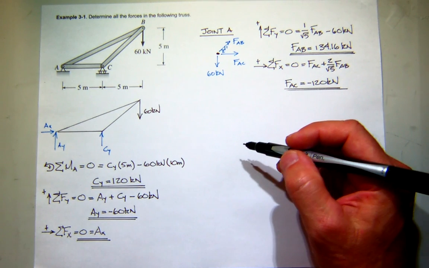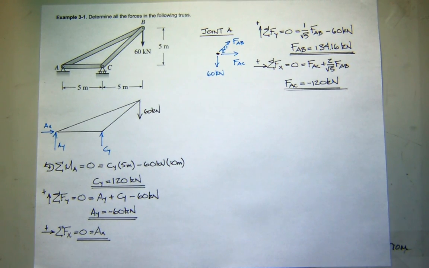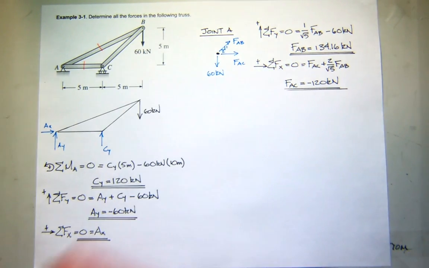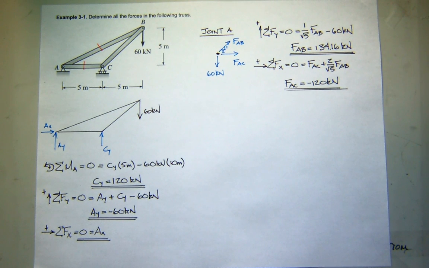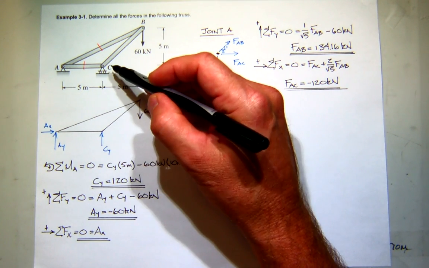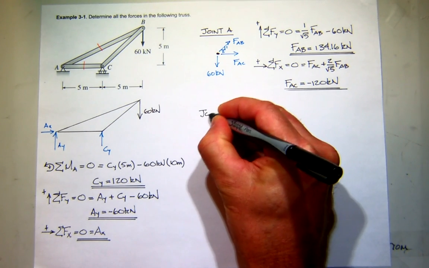Hey, what do you know? We only have one unknown left. What's that? Well, I'll go ahead and mark it. I now know this one and this one, so I just need BC. So where's the best place to go with one equation to find the force in BC? I say C. So we go to joint C.